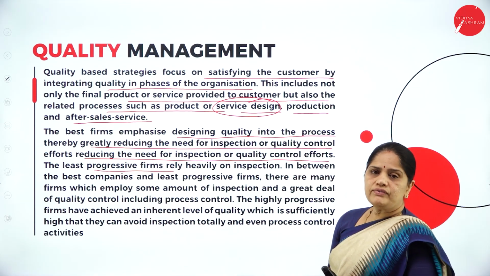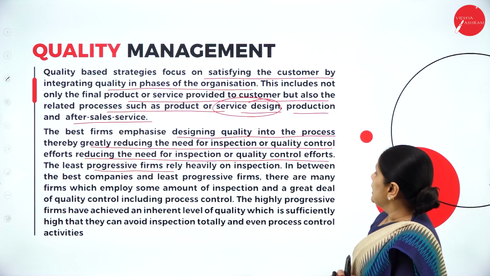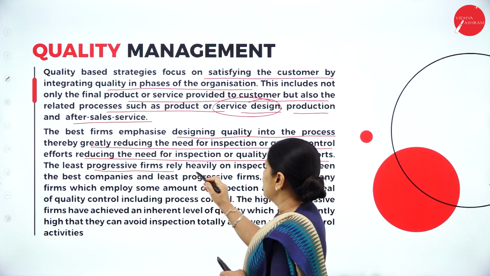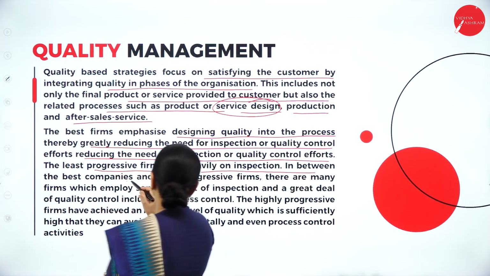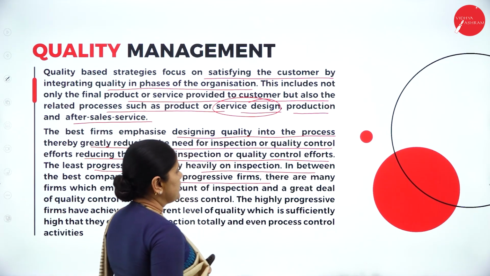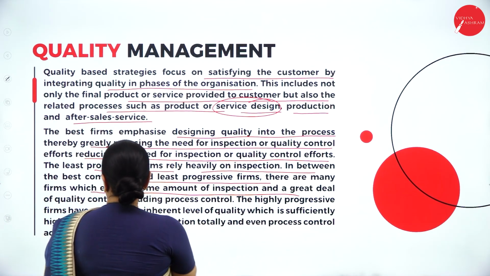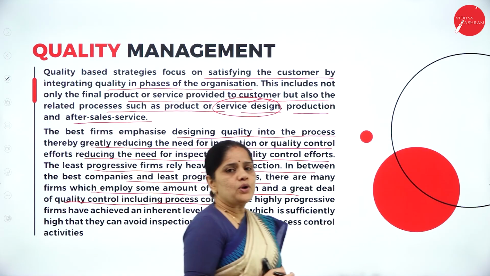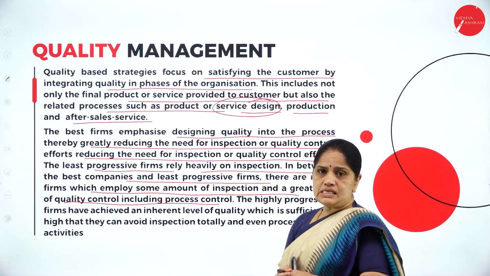So, some of the firms are reducing the need for inspection or quality control efforts, but there are certain least progressive firms that rely heavily on inspection. In between the best companies and the least progressive firms, there are many firms which employ some amount of inspection and a great deal of quality control, including process control.